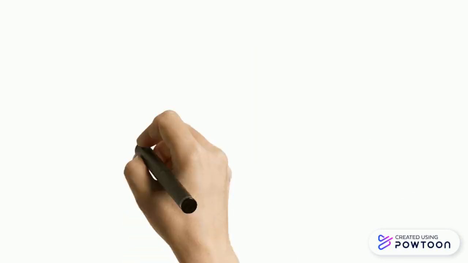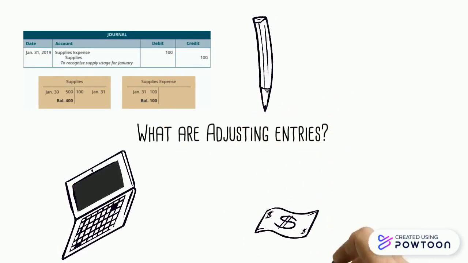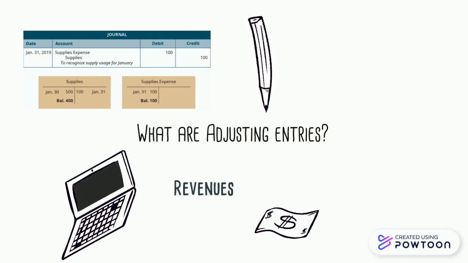So what are adjusting entries? Essentially, these are entries made into the journal to record revenues that have been earned but not recorded, and expenses that have been incurred but not recorded.